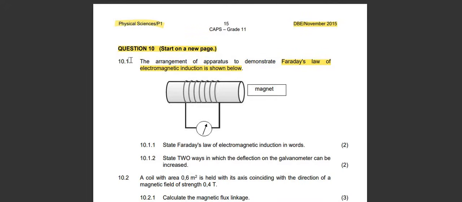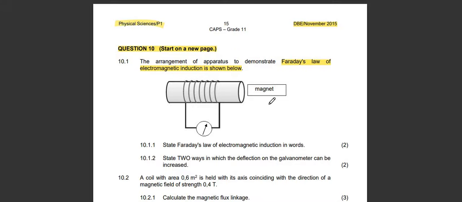In 10.1 they are saying that the arrangement of apparatus to demonstrate Faraday's law of electromagnetic induction is shown below. Before we actually deal with this question, I think it's important for us to identify the different components of this apparatus that is given to us.